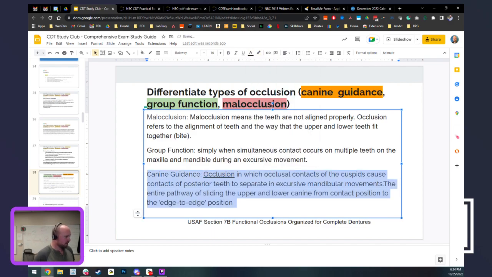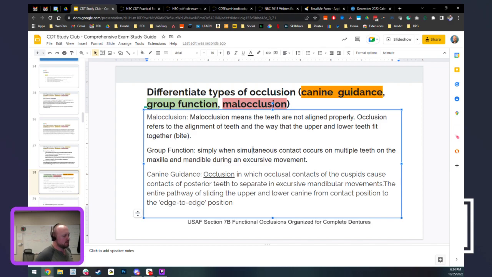All right. Occlusion, canine guidance. Occlusion in which occlusal contacts of the cuspids, cuspids and bicuspids, and then we usually use the terminology internally as premolars. That's the most common way. So cuspids would be your 6 and 11, right? And then bicuspids would be your premolars.